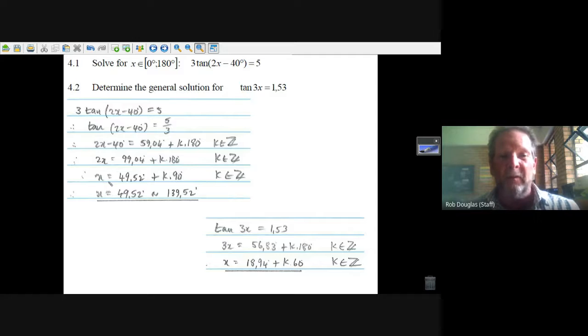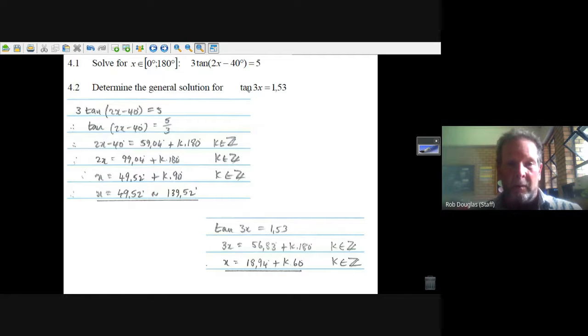Now, that's a general solution. So that's an infinite number of solutions, millions and more. You just want the answers that'll work between 0 and 180. Well, one of them is 49.52. And if you put 1 in for k, you'll get 139.52. You put anything else for k, and you'll go outside that range of 0 to 180 degrees. So there's your two solutions, 49.52 or 139.52.